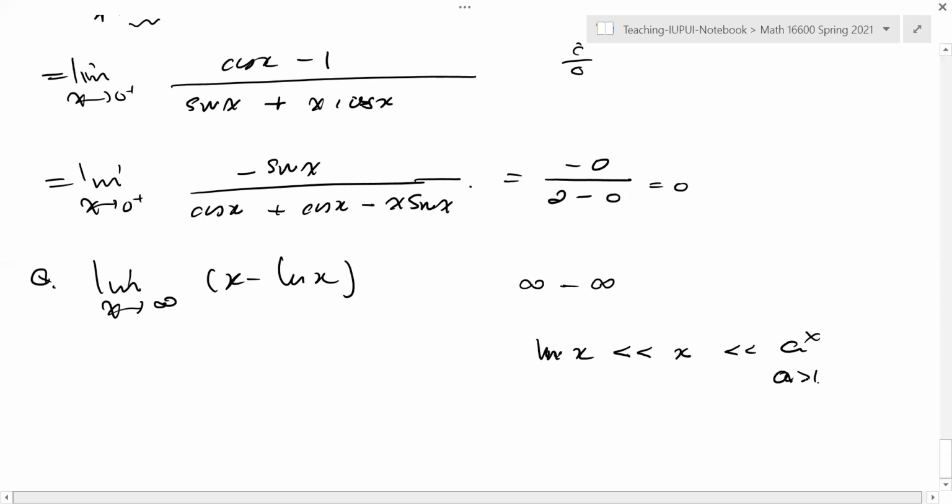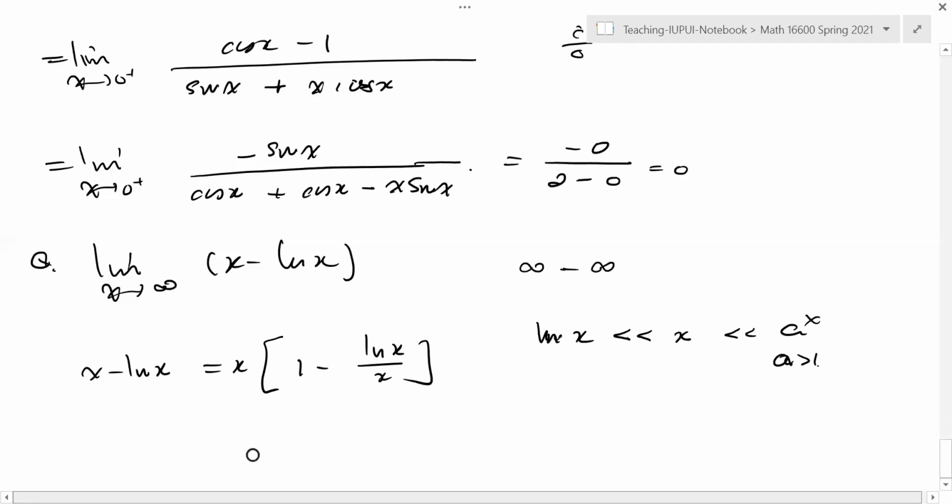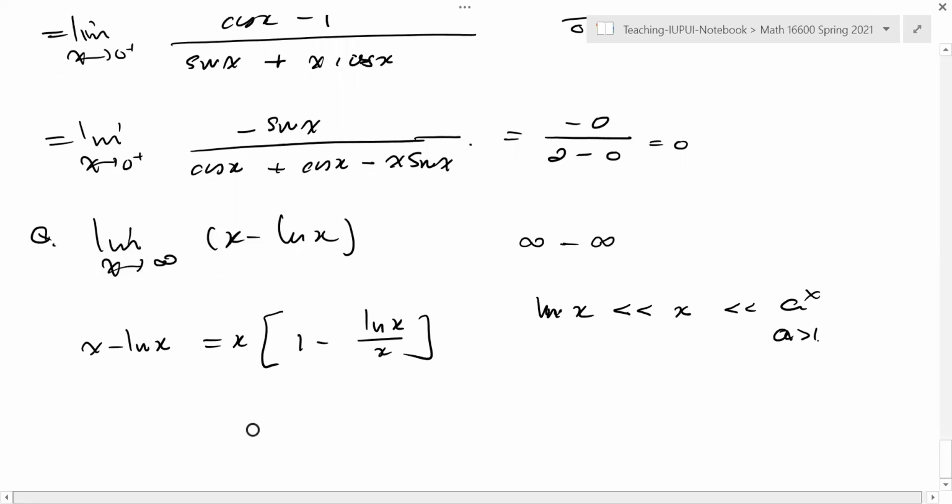Now, how to make a more accurate argument to say the limit is going to be infinity? Okay, how do you do that? We modify this x minus natural log x. I take x out. It's x times 1 minus natural log of x divided by x. Okay, so now it's clear. This part approaches 0. We already did that, right? So this whole part approaches 1.